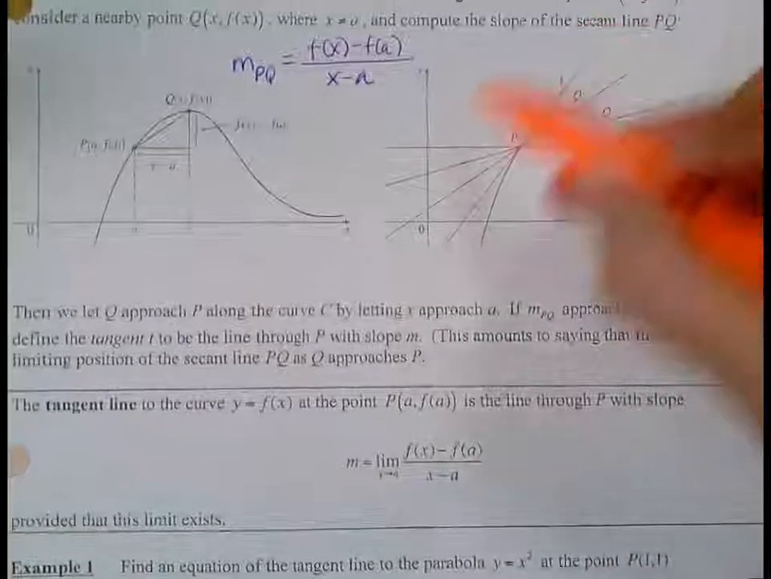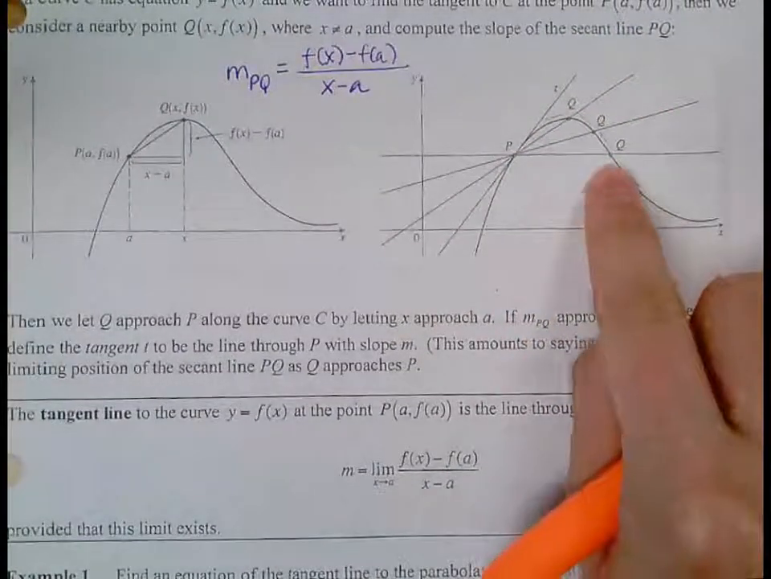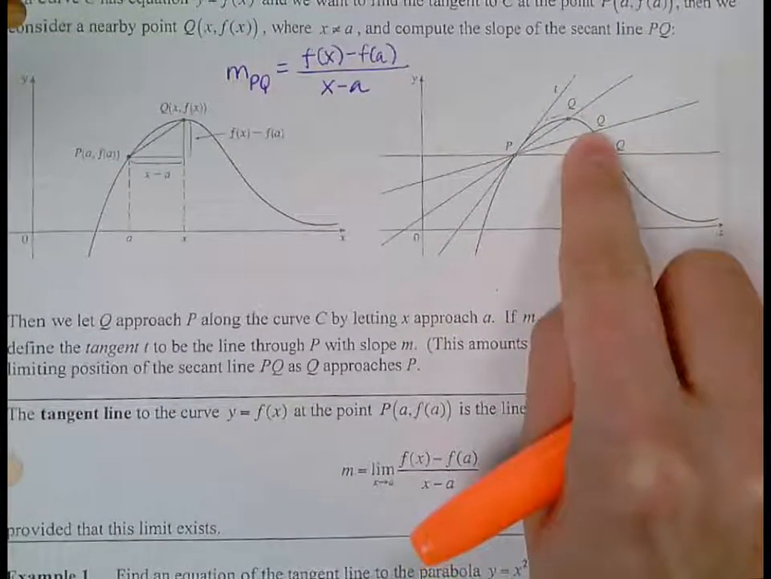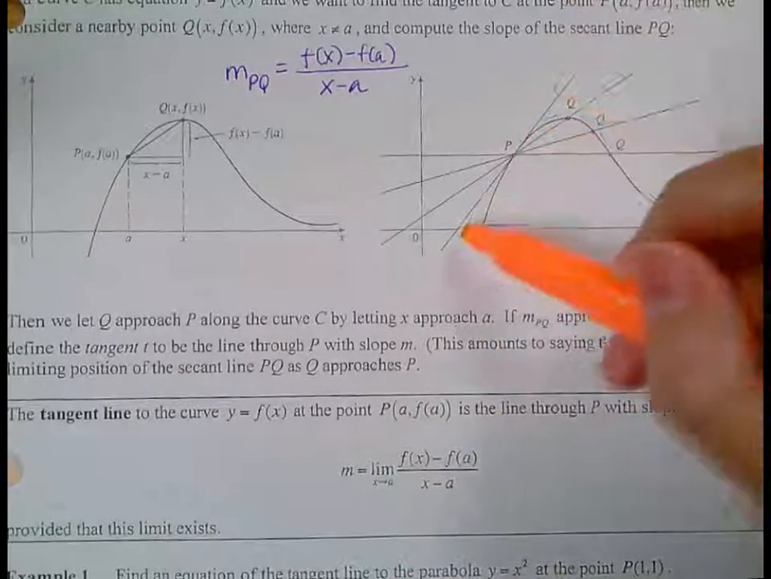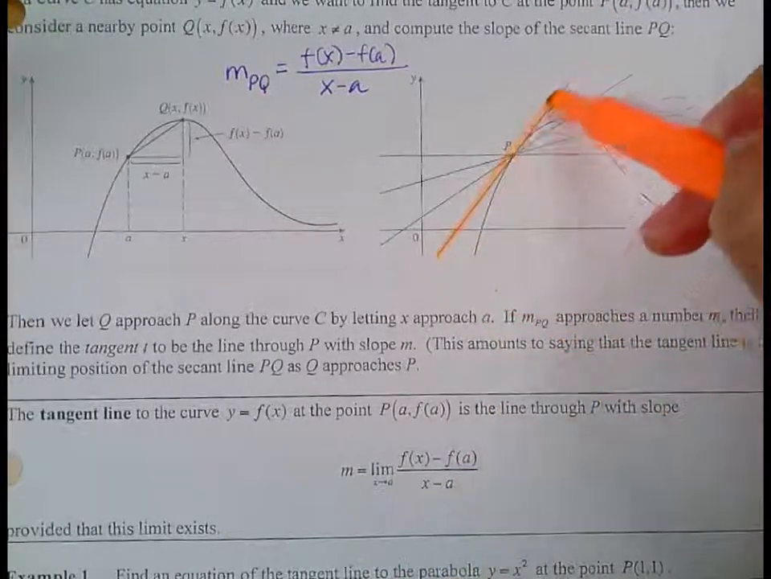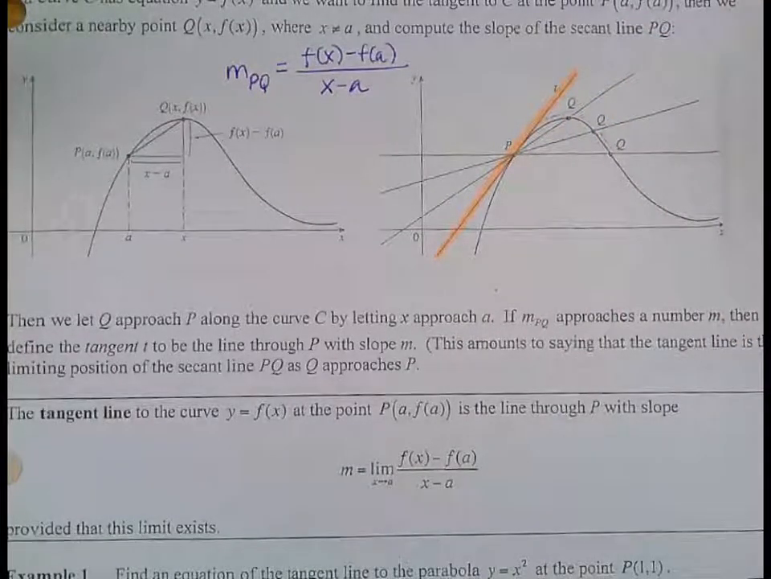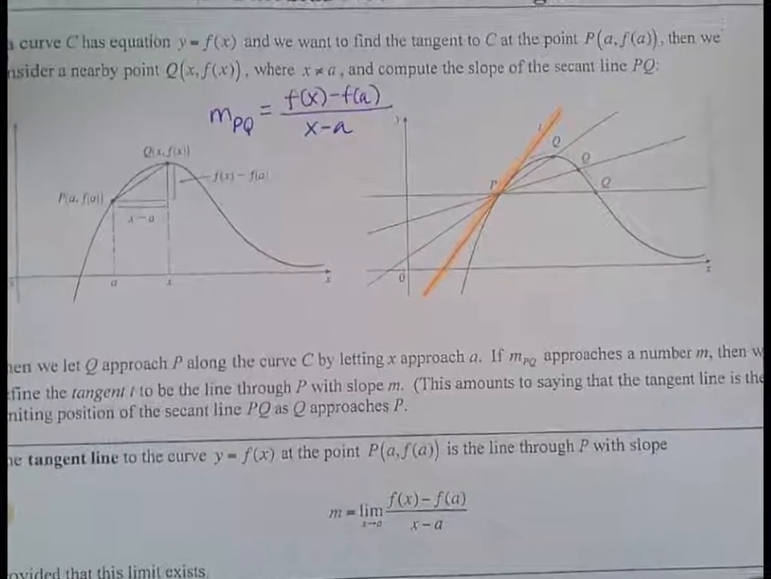So this here is then showing if we started with this Q and we're letting Q get closer and closer to the point P along that curve, ultimately this is our tangent line that we're finding, but those secant lines are approaching that tangent line as Q gets closer to P.